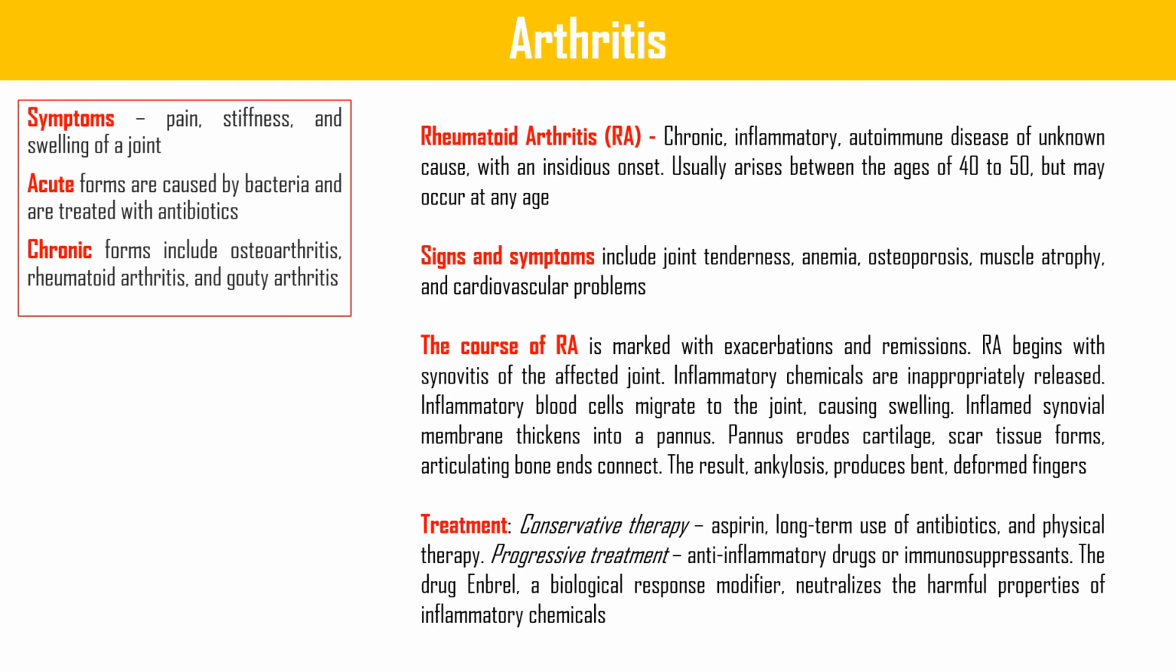Rheumatoid arthritis begins with synovitis of the affected joint. Inflammatory chemicals are inappropriately released. Inflammatory blood cells migrate to the joint, causing swelling. Inflamed synovial membrane thickens into a pannus. Pannus erodes cartilages. Scar tissue forms, articulating bones connect. The result, ankylosis, produces bent, deformed fingers.